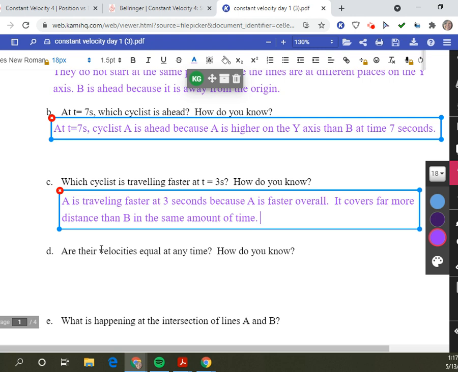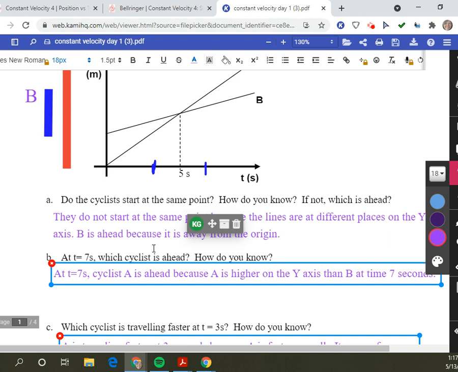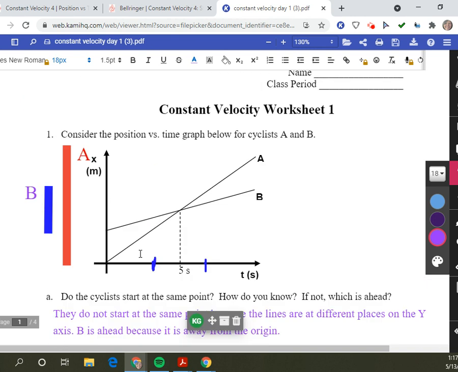Now this one, are their velocities equal at any time? How do you know? Velocity, speed, means distance over time. So if we come back to the graph again, we do notice that they intersect. So at 5 seconds, they're at the same distance. But does that mean they're going the same speed? What do you think?